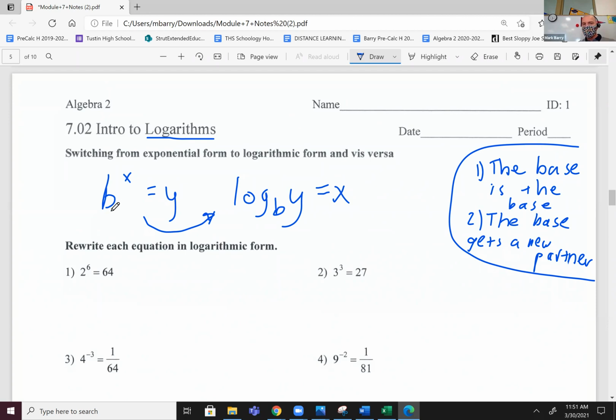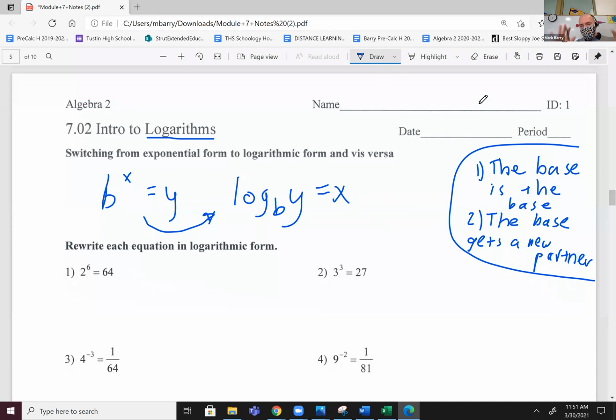So who's available to get with the base? Well, y is available, y is single over here, right? And so since the base gets with the new partner, the base gets with y, who's all by themselves? Well, your x, right? Haha, get it, your x. All right, so your x is all by themselves now.